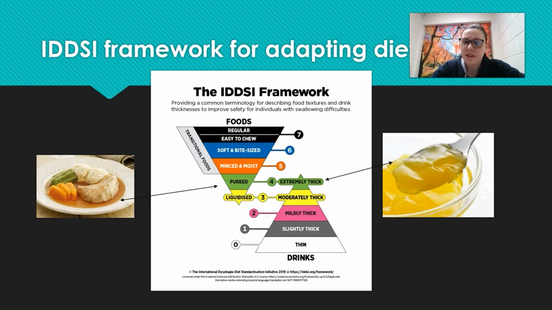And again, we can alter how thick the drinks are. So we're going to have a look at that on the next slide, but there's something that we can get called thickener, which we add to drinks, which changes the thickness. So you can start with thin drinks, level 0, which is just your usual liquids. You can then go to slightly thick, then mildly thick and moderately thick, to extremely thick, which you can see in the picture on your right, an example.